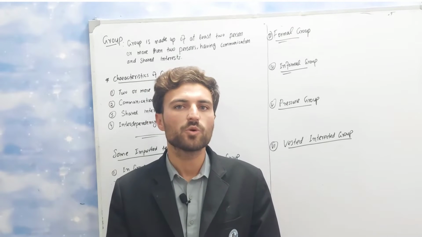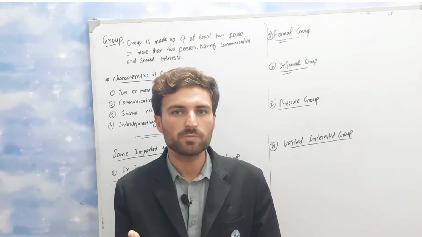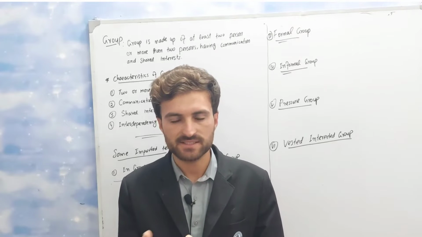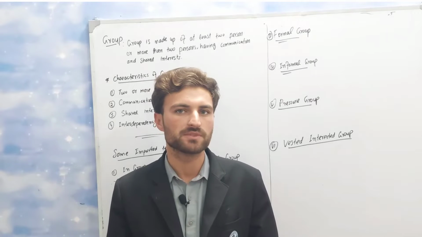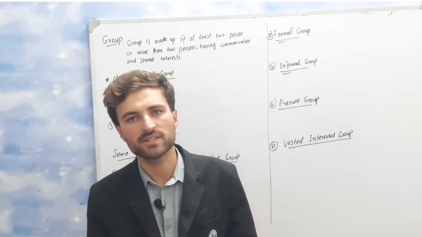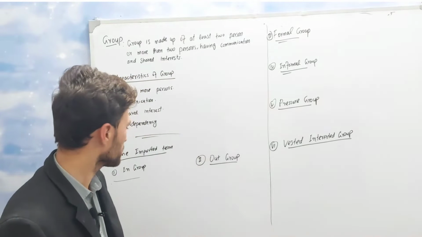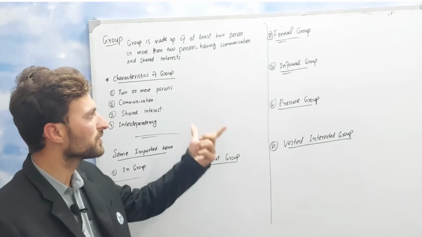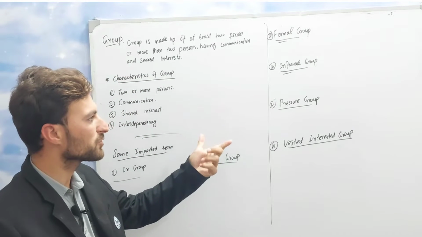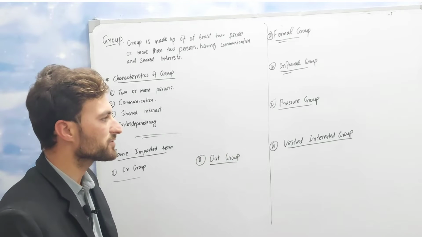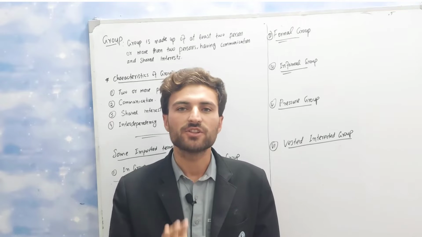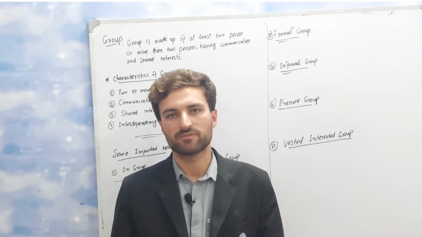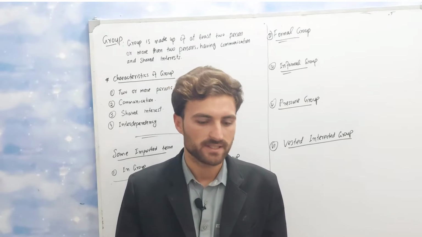In this video we will be discussing groups and their characteristics, and then we will also discuss some important terms which I have already written on the whiteboard, like in-group, out-group, formal group, informal group, pressure group and vested interest group. So I hope, inshallah, after the lecture there will not be any kind of confusion. So let's start the topic.